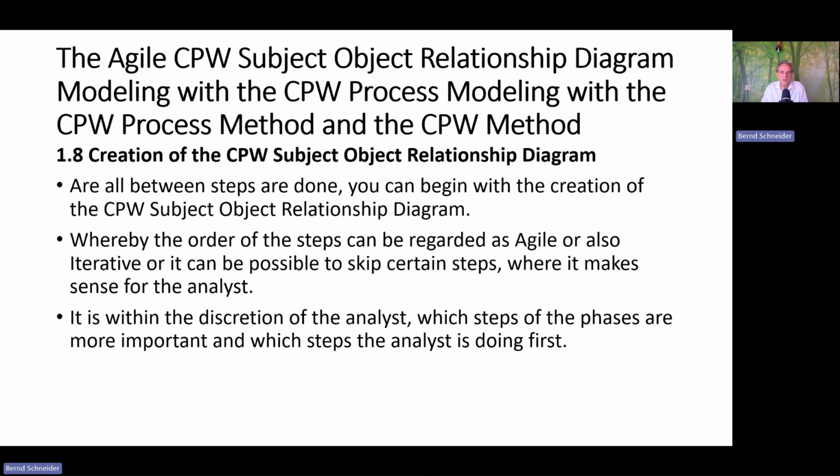Now we have the creation of the CPW subject-object relationship diagram. When all the in-between steps are done, you can begin with the creation of the CPW subject-object relationship diagram. The order of the steps can be regarded as agile or iterative, or it can be possible to skip certain steps where it makes sense for the analyst. It is within the discretion of the analyst which steps of the phases are more important and which steps the analyst does first.